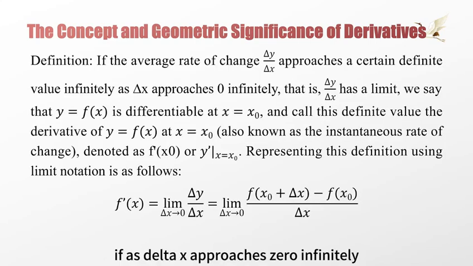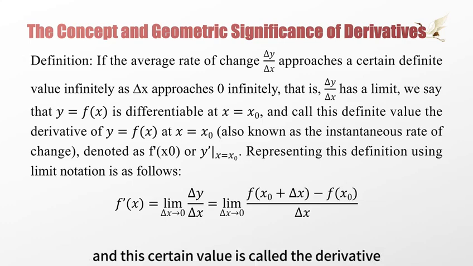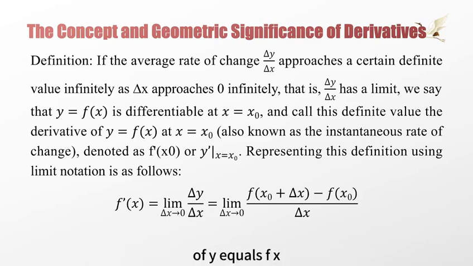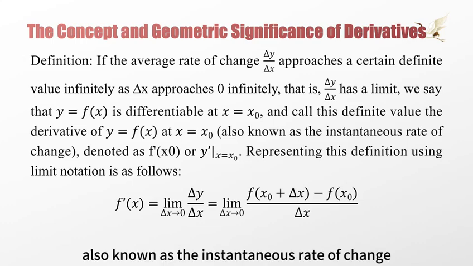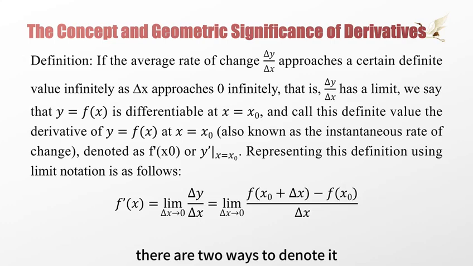If, as delta x approaches 0 infinitely, the average rate of change, delta y compared to delta x, approaches a certain value infinitely, that is, delta y compared to delta x has a limit, we say that y equals f(x) is differentiable at x equals x0, and this certain value is called the derivative of y equals f(x) at x equals x0, also known as the instantaneous rate of change. There are two ways to denote it.